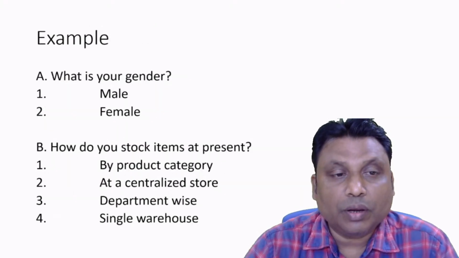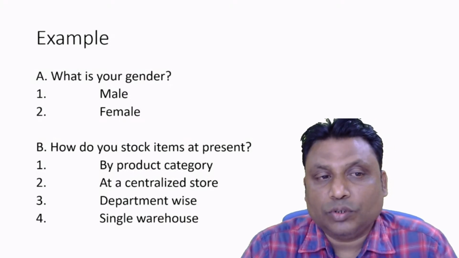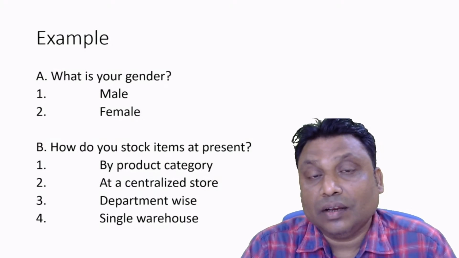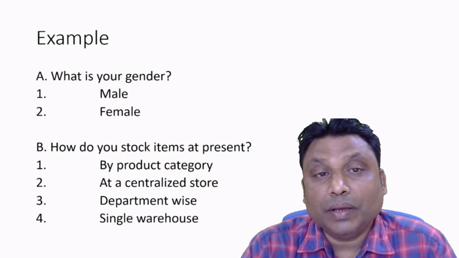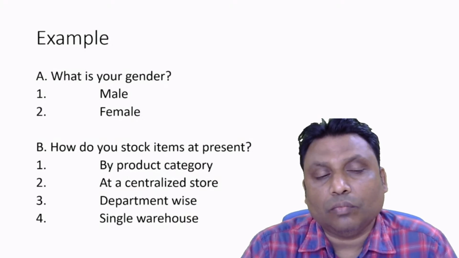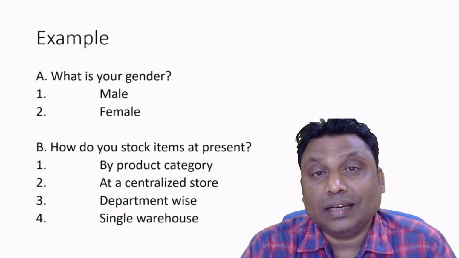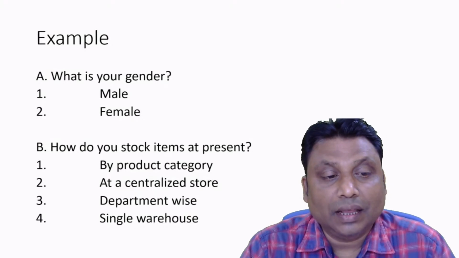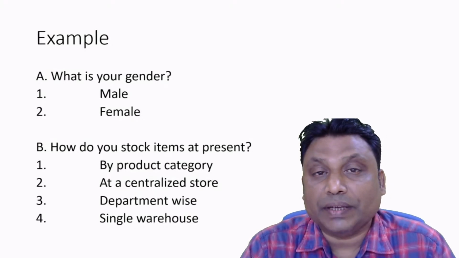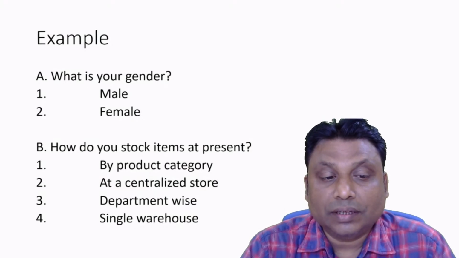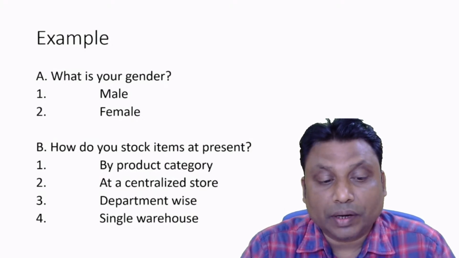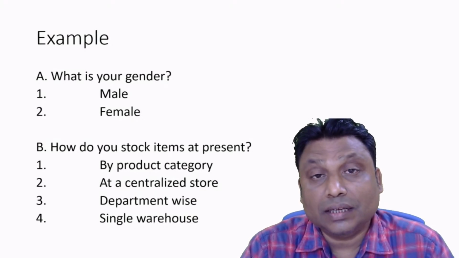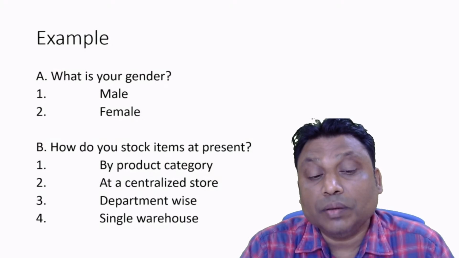So here, what do we have to find out? Suppose the question is, what is your gender? The options are male and female. Here we have to categorize it: what is male and what is female. Other options are there also, but generally we take the two. What is your gender, male or female? This is a nominal scale. How do you stock items at present? By product category, at a centralized store, departmentwise, or in a single warehouse. So this is a category. We have to find out the behavior of your research or the behavior of the questions.